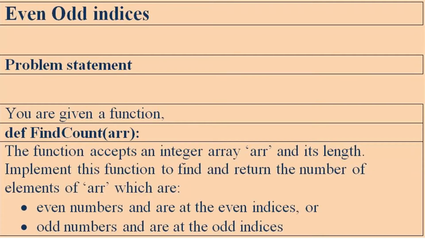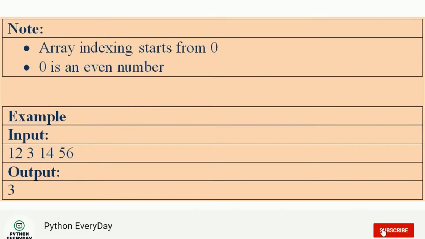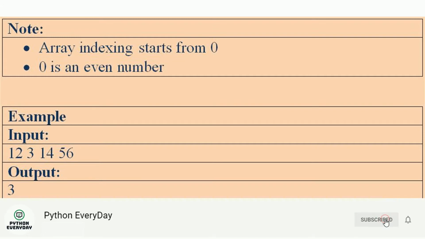Even odd indices. Problem statement. You are given a function, def find_count. The function accepts an integer array ARR and its length. Implement this function to find and return the number of elements of ARR which are even numbers and are at the even indices, or odd numbers and are at the odd indices. Note: array indexing starts from 0.